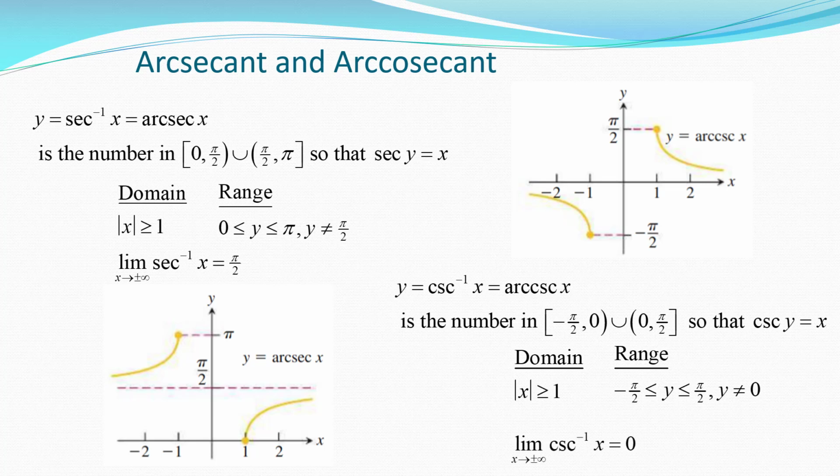Notice the range is from negative pi over 2 to pi over 2, not including 0. And we also notice that this graph also has a single horizontal asymptote as either x were to increase or decrease without bound, that being the limit value of 0.